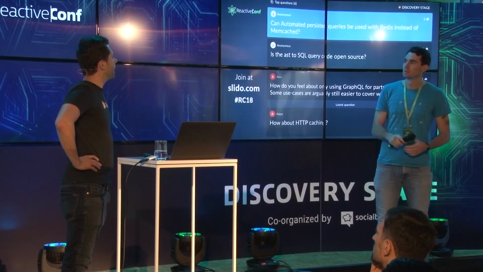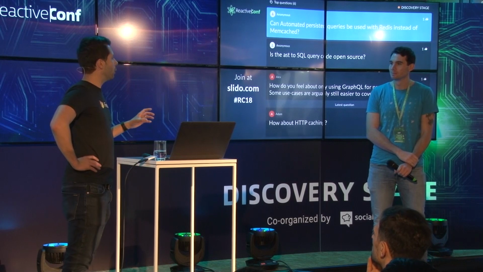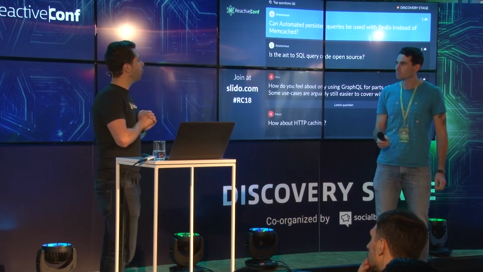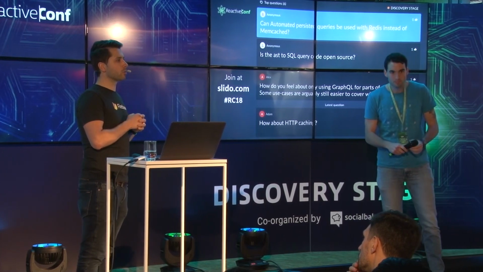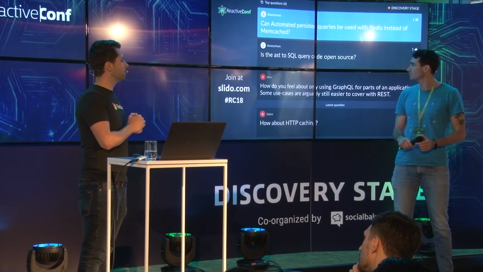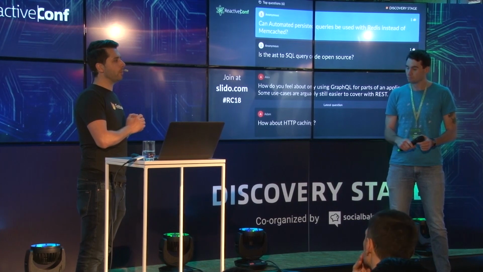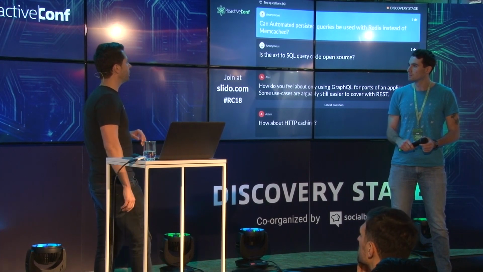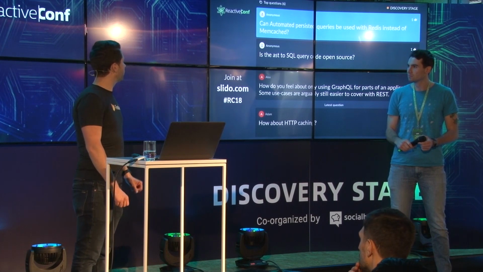So I think that with Apollo, they only support memcached right now. But I wouldn't be surprised if it's easy to swap in another store to use whatever you want. It might be something that you need to extend the server with. But as far as I know, it's just memcached right now.